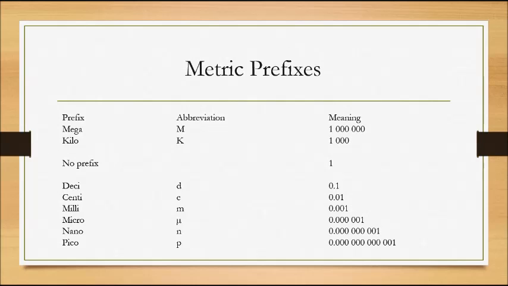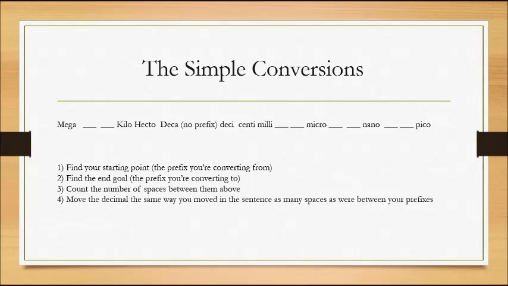Moving along, the easiest way I can tell you how to do this is an extension of the King Henry died Monday drinking chocolate milk thing that you may have learned in physical science. So what you're going to do is first find your starting point, the prefix you're converting from. Next, find the end goal, the prefix you're converting to. Third, now you know where your starting and ending points are.